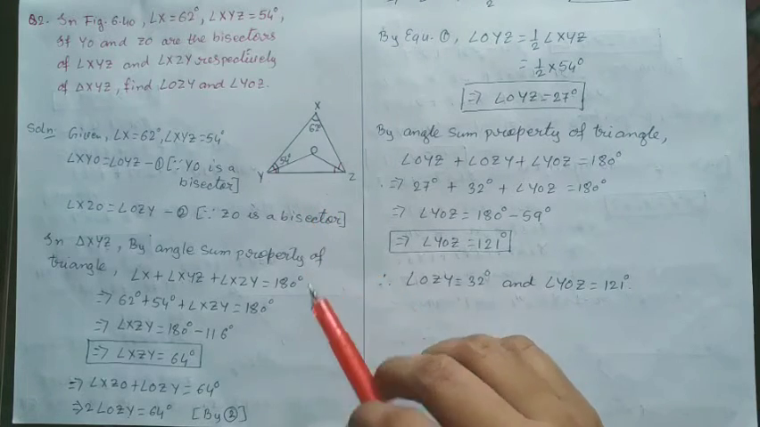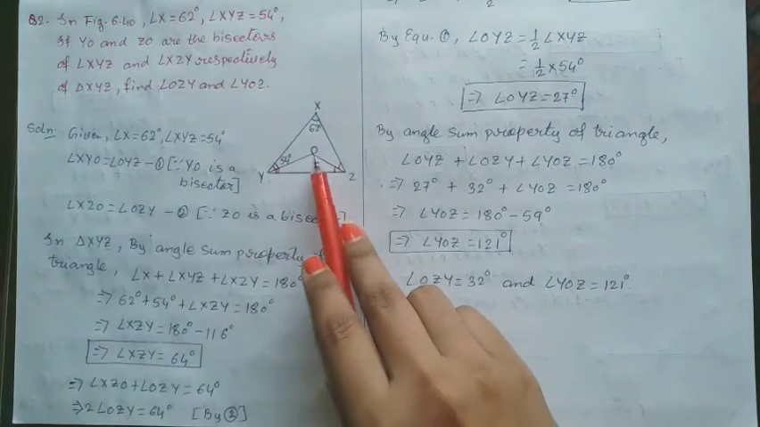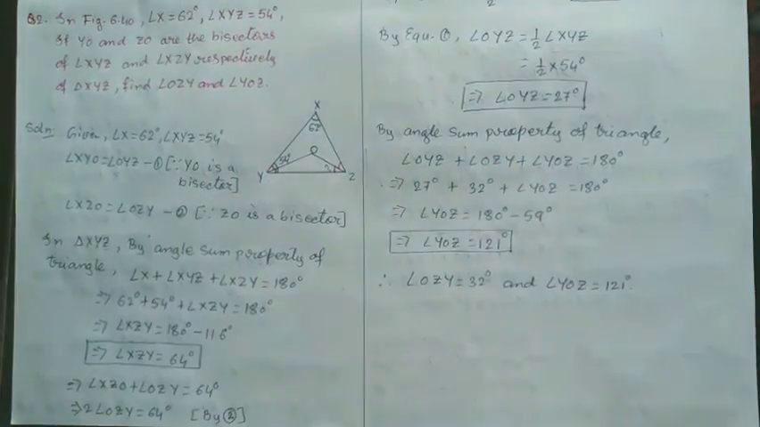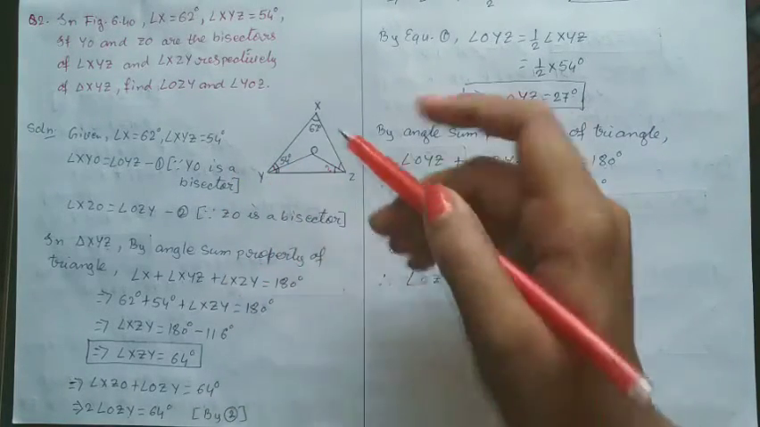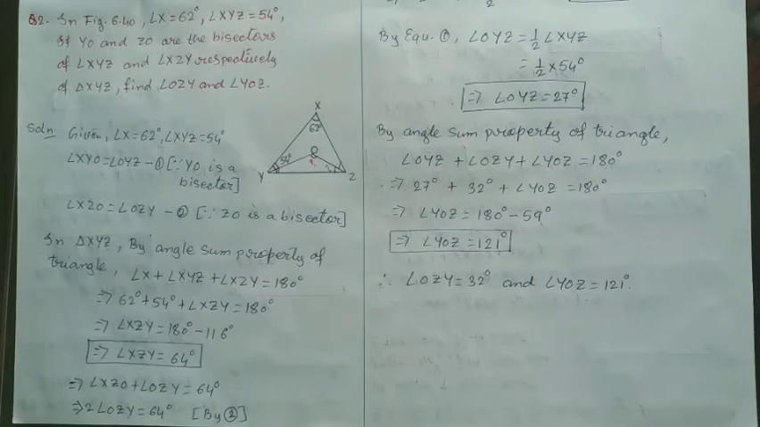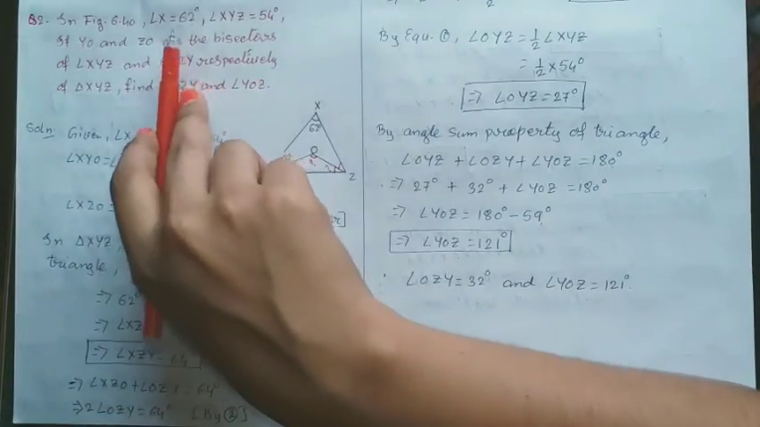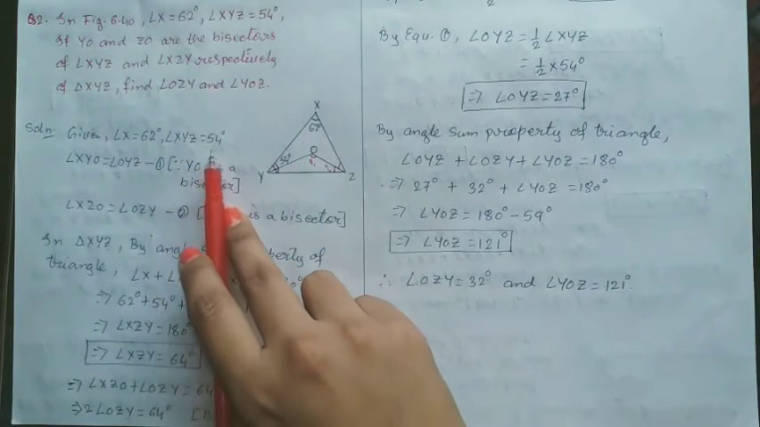Now let's see what we have to find out. Find OZY. That means we have to find out this particular angle, and we have to find out YOZ, this one as well. So these two angles we have to find out. Let us first write down whatever information has been given here. Angle X is 62 degrees, angle XYZ is 54 degrees.